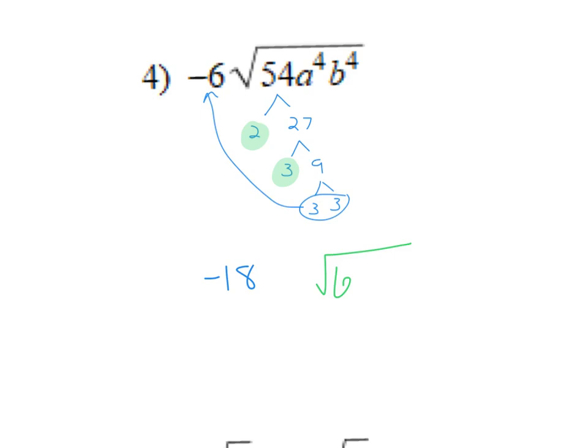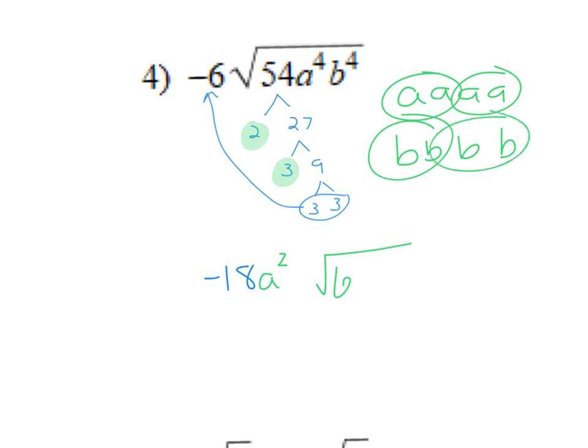And now look at your variables. Well, a to the 4th, you're going to have 2 pairs on the outside. Same thing with b to the 4th. How many pairs do we have? We have 2 pairs and no leftovers. So this right here is going to be your answer.